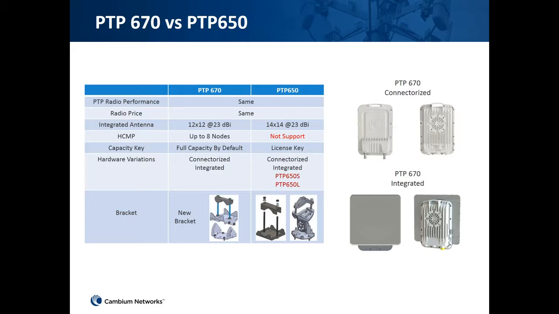In the integrated antenna part, we have actually made it shorter, from 14 by 14 inch to a smaller compact 12 by 12. So it's almost a 1/4 reduction in the size of the radio itself. HCMP is not supported on the PTP 650, and it is supported up to 8 nodes on the PTP 670. One advantage of this PTP 670 is you have full capacity by default. Whereas in the 650 you probably have to buy a license key to upgrade to full capacity, in this PTP 670 you have full capacity by default. There is no need for any security key or license key to get to full capacity.